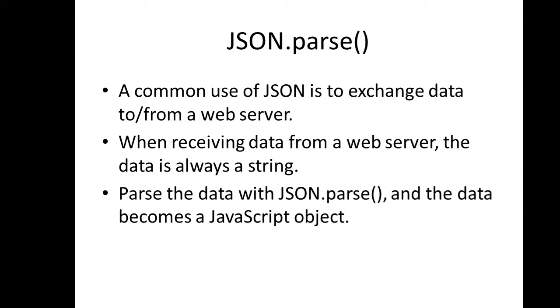So a common use of JSON is to exchange data to and from the web server. In this example, the data will be coming from the web server using PHP, from the MySQL database, and then it will be passed to the client. The client will be accessed using JavaScript or jQuery. When receiving data from the web server, the data is always a string. What we're going to do with the string is to convert it into a JavaScript object, and to do that, we use JSON.parse.